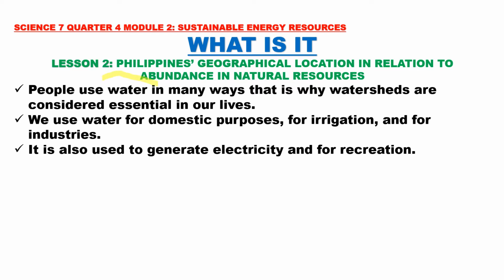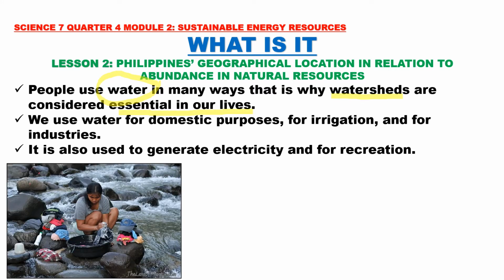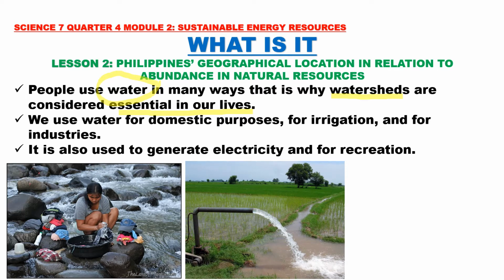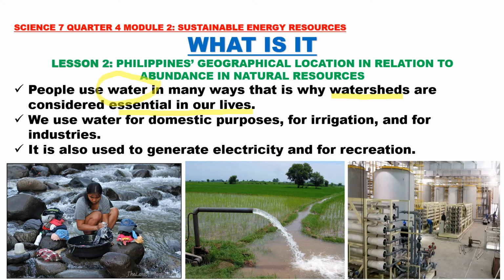People use water in many ways. That is why watersheds are considered essential in our lives. We use water for domestic purposes, for irrigation, and for industries. It is also used to generate electricity and for recreation.